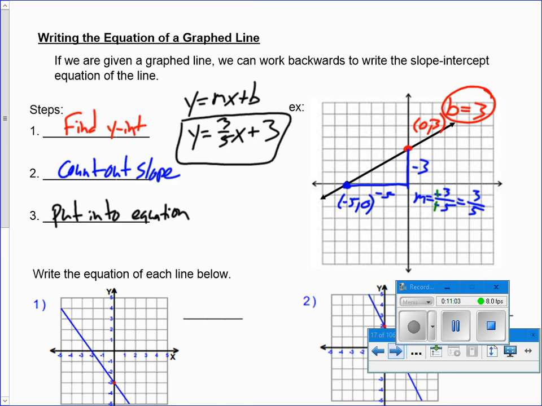A couple things to point out. Anytime we're writing a function or a rule of something from a graph, we always need to have y and x in there. That's the most common mistake I've seen students make when doing this, to not write the x. They'll just write 3/5 plus 3. We need to make sure we have the y and the x in there.